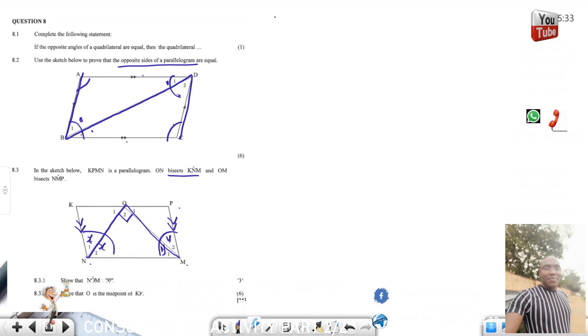It's going to be a long process here. We want to prove that O is the midpoint of KP. By the way, let's keep this as 90 degrees. Don't forget, that is a parallelogram. For us to prove this, we need to find so many reasons. What do we know? N2, let's see. Can we say N2 is equal to O1?